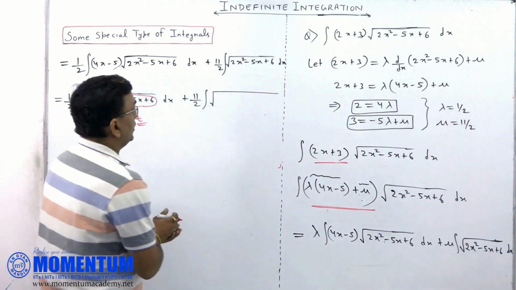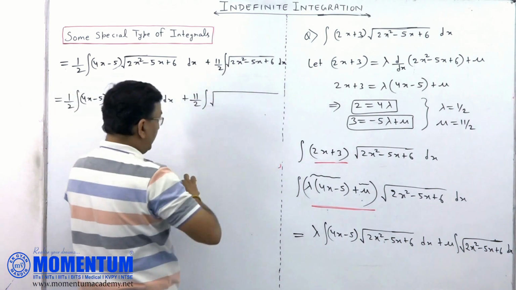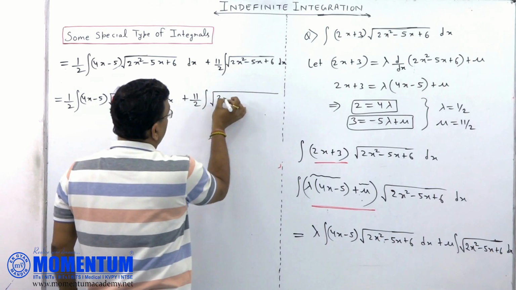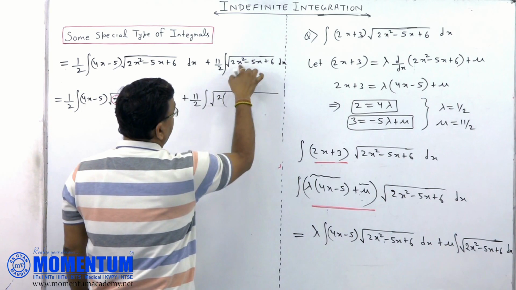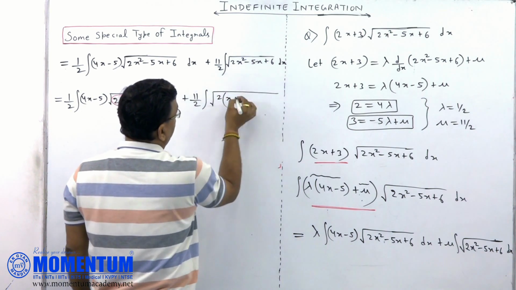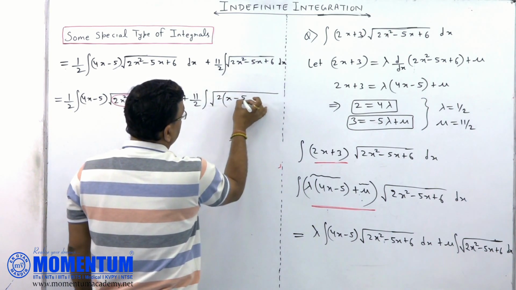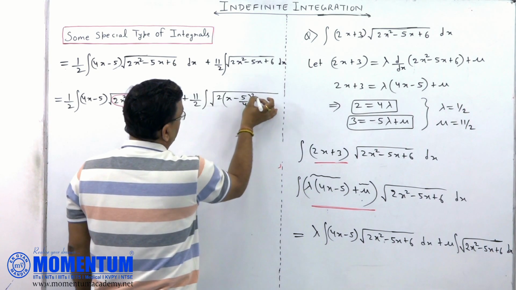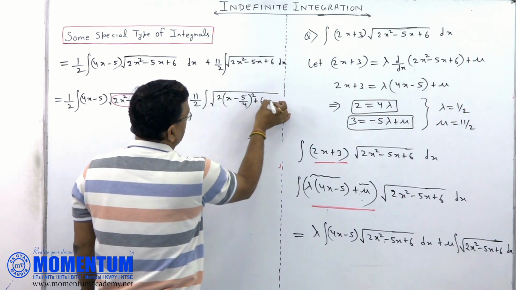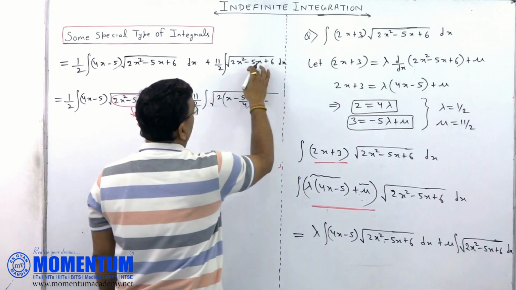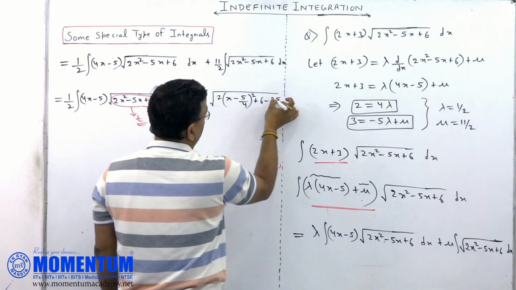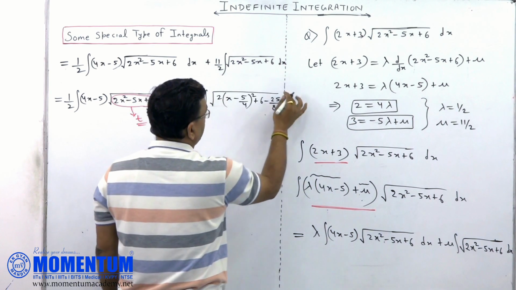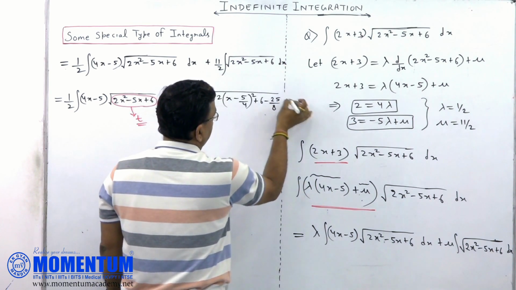सो आई एम डूइंग दैट. क्वाड्रेटिक को कन्वर्ट करना परफेक्ट स्क्वायर में. सो आई एम राइटिंग 2 टाइम्स x plus b by 2a whole square. x plus b by 2a. So x minus 5 by 4 whole square plus c minus b square by 4a. b square कितना होगा? 25 by 4a 8 dx.